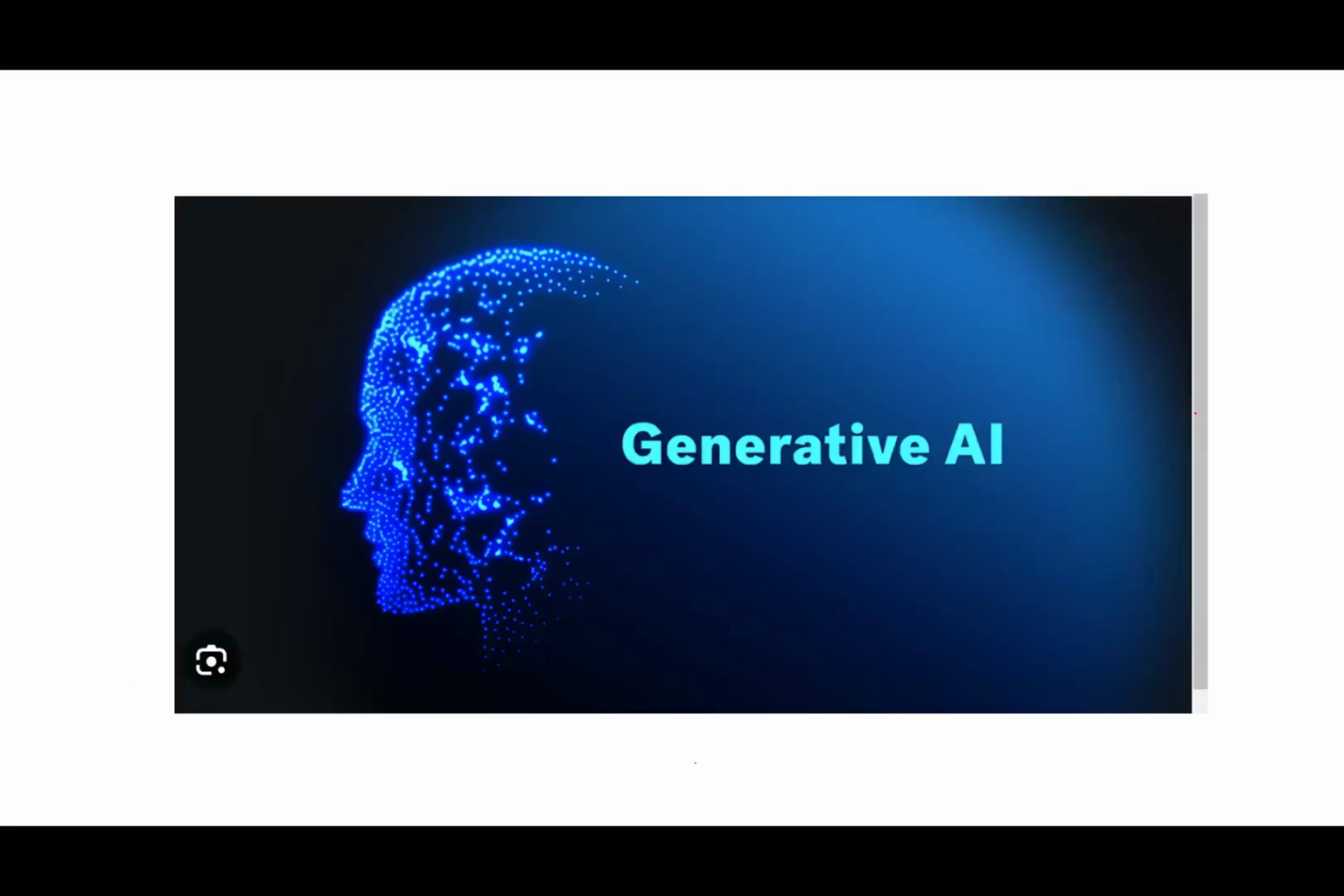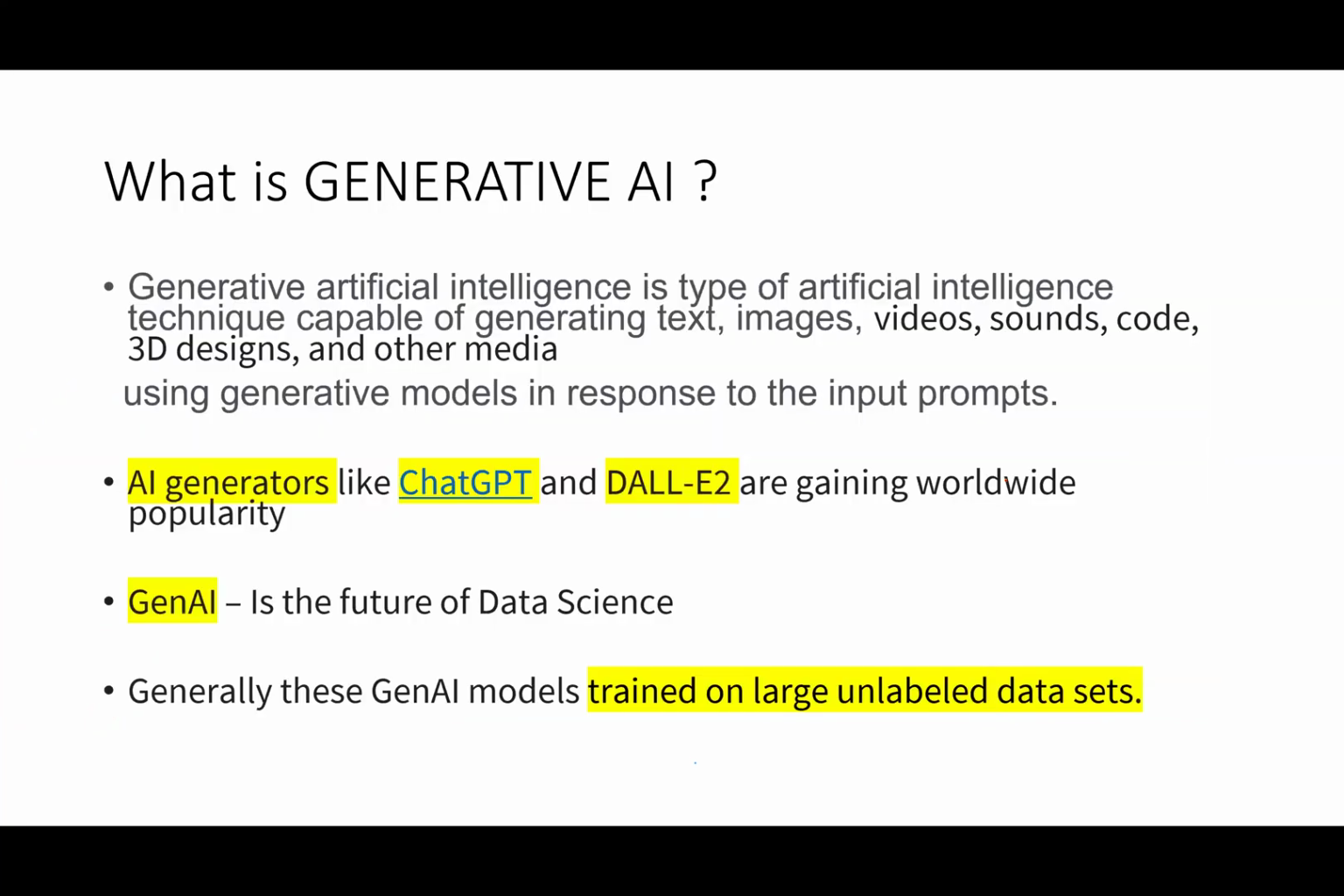Now, today's class will discuss generative AI. Very, very important. I can say it is the future of data science. Now, what is generative AI? The name itself is telling: it is AI, artificial intelligence. It is a type of artificial intelligence technique which is capable of generating text, images, videos, sounds, 3D designs and other media based on human inputs.